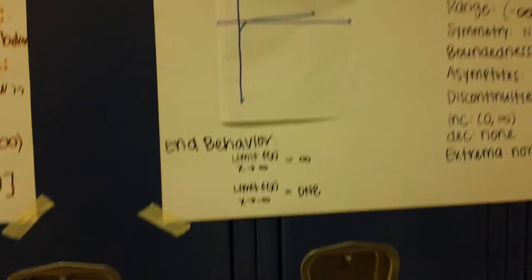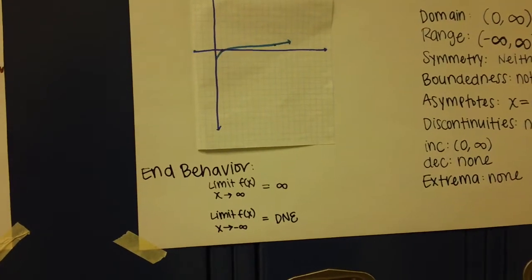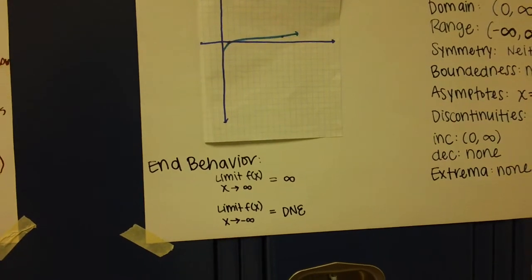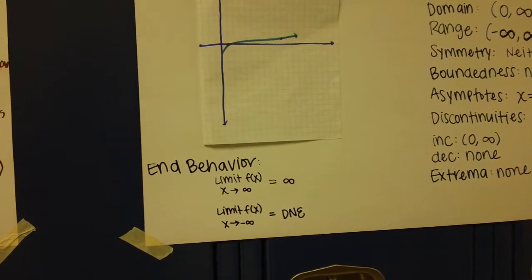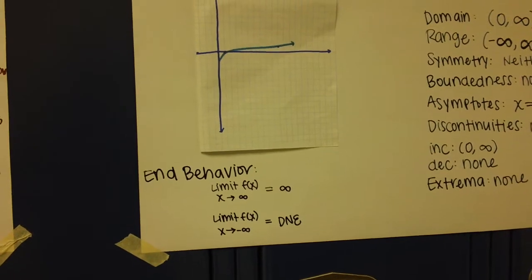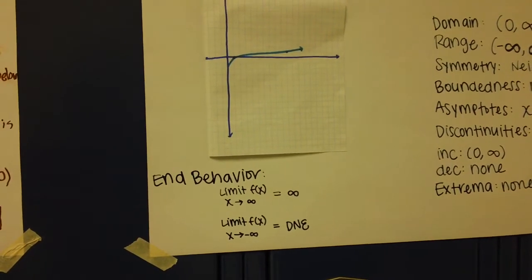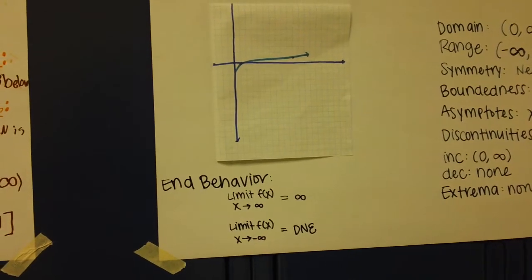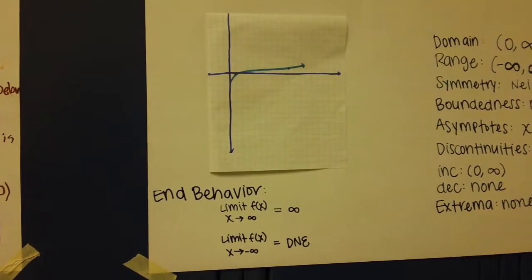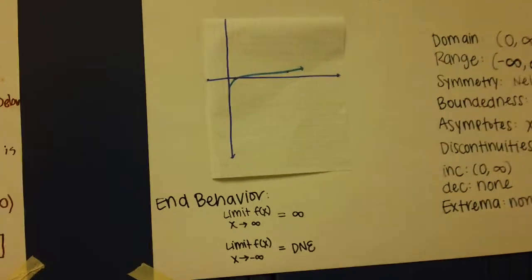And the end behavior is as x increases, or as x gets larger, y gets larger, and as x gets closer to -infinity, the limit does not exist because the y continuously gets closer to the asymptote, which is x equals 0.